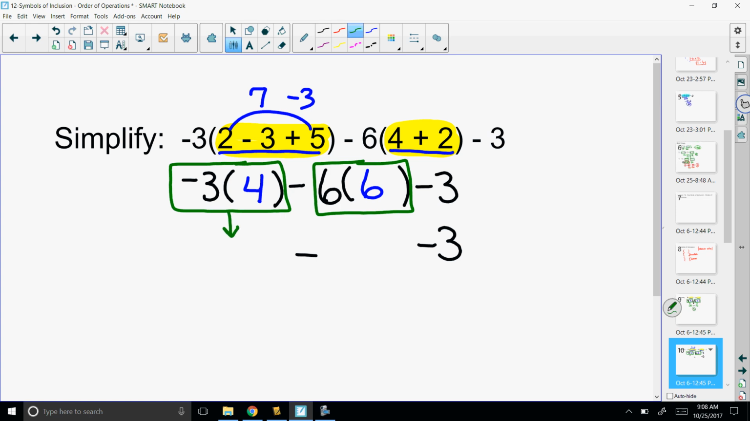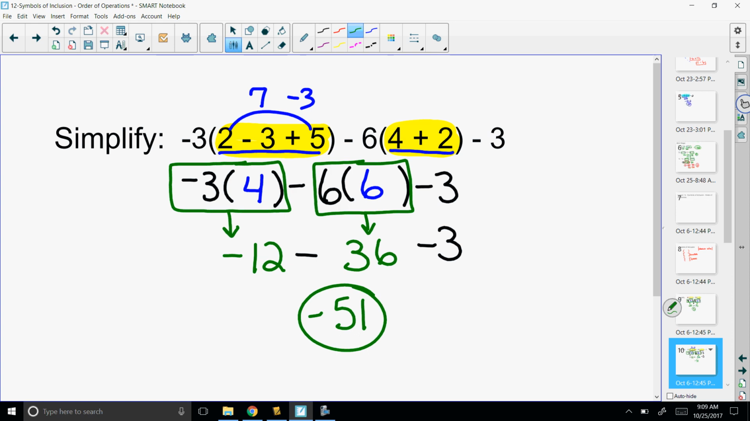What's negative 3 times 4? Negative 12. What is 6 times 6? 36. So now I have negative 12 minus 36 minus 3. They're all negatives. What do you end up with? Negative how many? What's negative 12 and negative 36? Negative 51, because you have negative 48 and another 3 is negative 51. They're all negative, so add the numbers together and keep it negative.